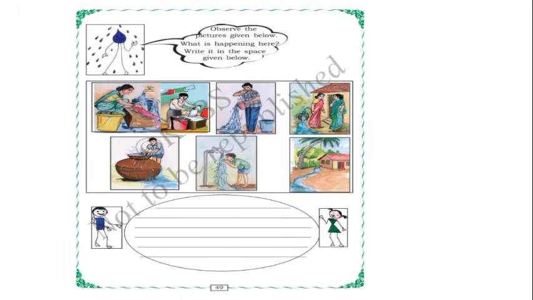What is happening here? Write it in the space given below. What actions are going on there, children? Someone is washing clothes, and someone is washing their face and so on, but how is the water being wasted? We can see here, isn't it? What they are doing unnecessarily, they are wasting the water, isn't it? Yes.